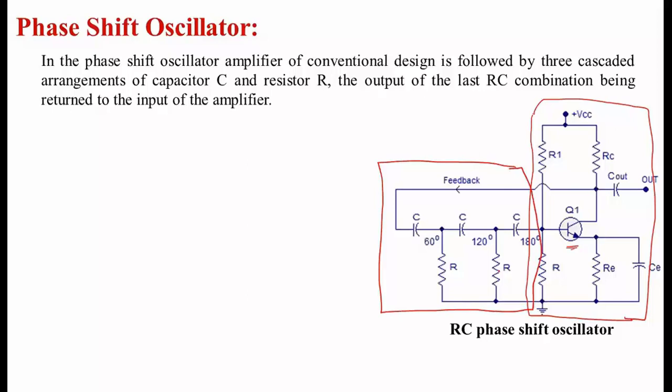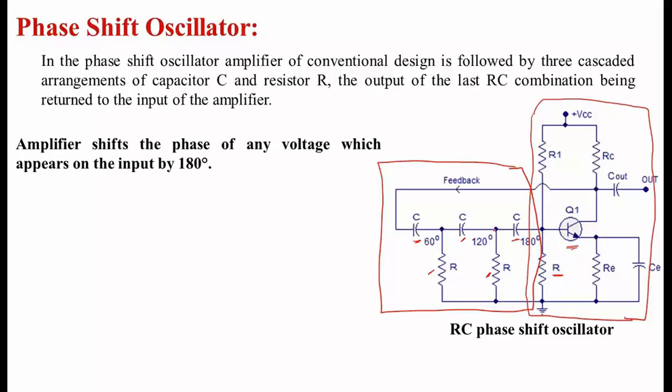In the feedback section, we can see that there is a cascaded combination of RC networks. This is the first RC combination, this is the second RC combination, and this is the third RC combination. These are the three cascaded arrangements of capacitor and resistor which act as the feedback network for this amplifier.